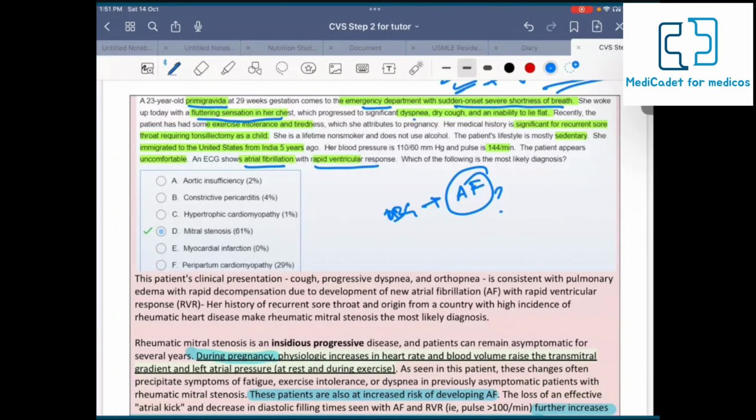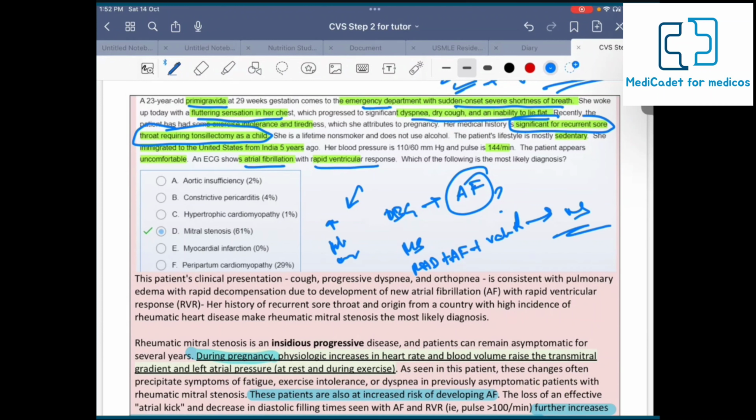Dyspnea, dry cough, inability to lie flat. All of these are features of backward pressure causing pulmonary congestion symptoms, right? But it can happen with AF alone. You don't have to have MS to have these symptoms. Significant recurrent sore throat, this is the extra clue. History gave us the clue, leading to MS. There is RHD with AF with valvular disease, then it's going to be MS.